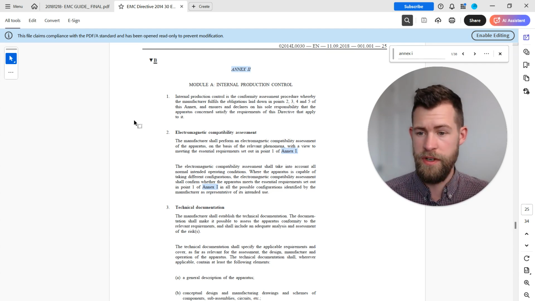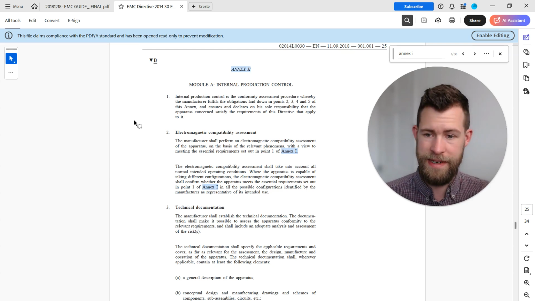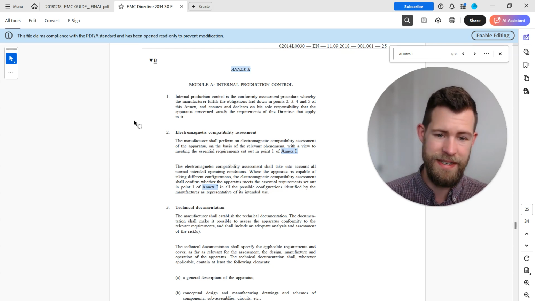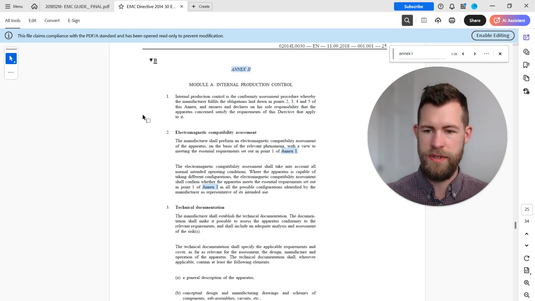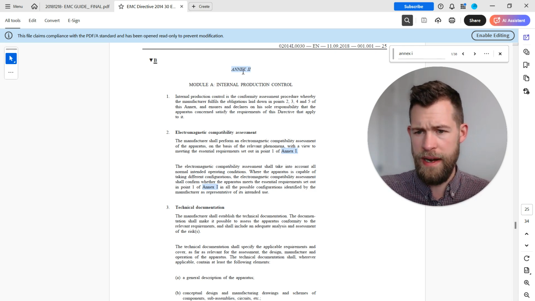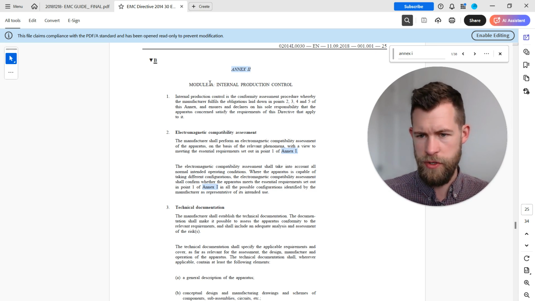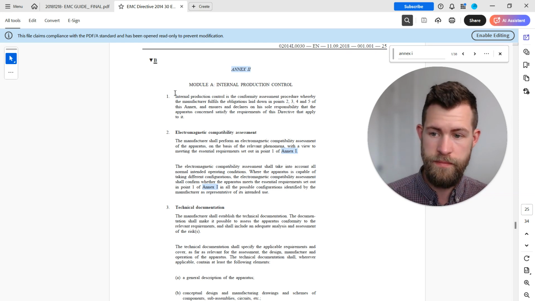We can go down the route of doing an electromagnetic compatibility assessment. And that is a paper-based exercise. It's desk-based, so we don't need to do any actual testing. So this isn't as costly. So what does that look like? So we've got Annex II here. We're looking at Module A. So this is internal production control.